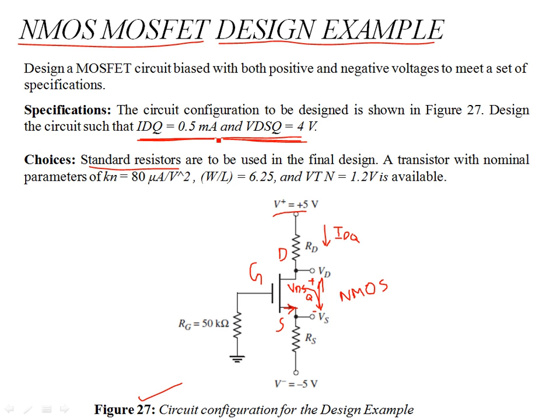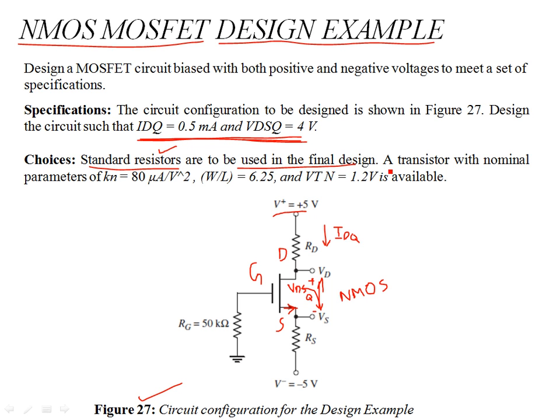this criteria. This Q point could be in the sat region, or it could be in the non-sat region, when the transistor is conducting; that needs to be thought about. But here, the given current is 0.5 milliamps and VDS is 4 volts. We need to find the resistances, and these resistances, which are to be used in the final design, need to be standard resistors. Standard, like 4.7K, 5K, 10K.